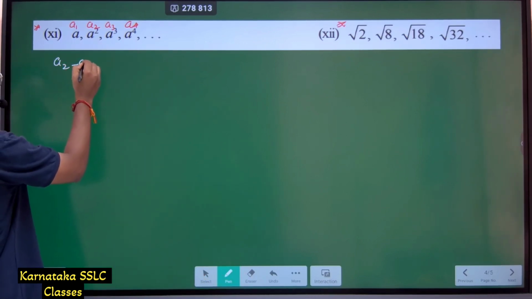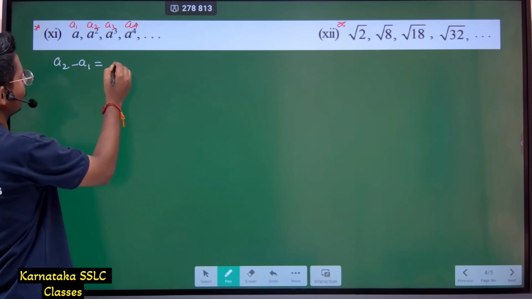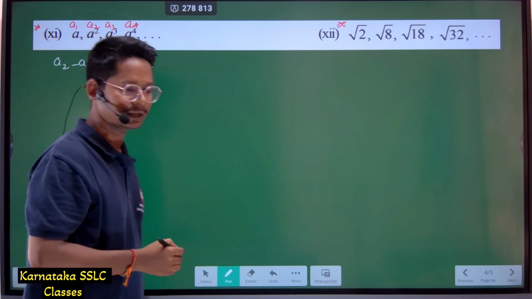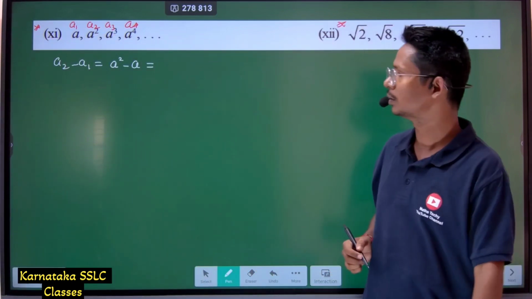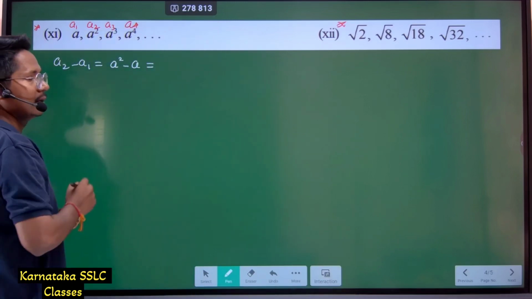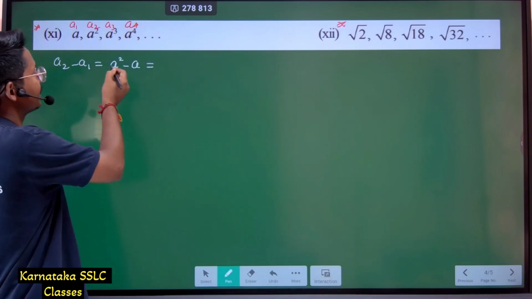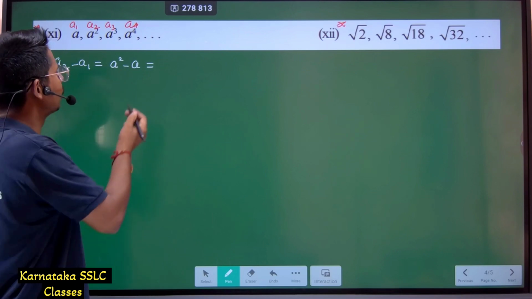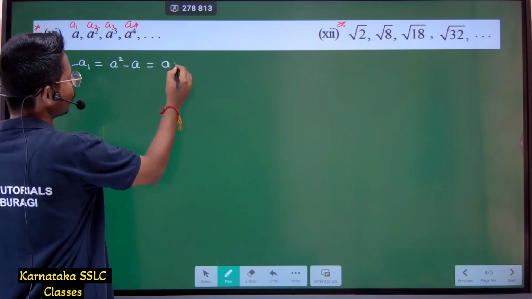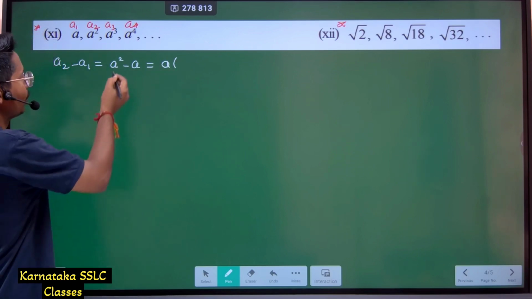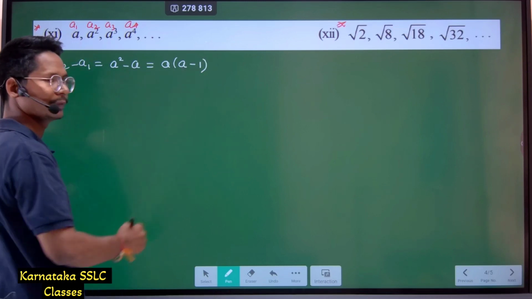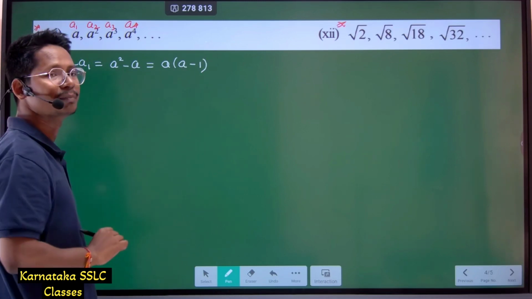A2 minus A1. Tell me, A2 is A square, minus what is A1? A. Tell me, A square minus A, is it going to be A? No. You can add the terms if they are like terms, but however, they are not like terms. What you can do is take common. In both the terms, you can find A common. Now, what is left inside the bracket? A minus here nothing but 1. So this is in a simplified form.